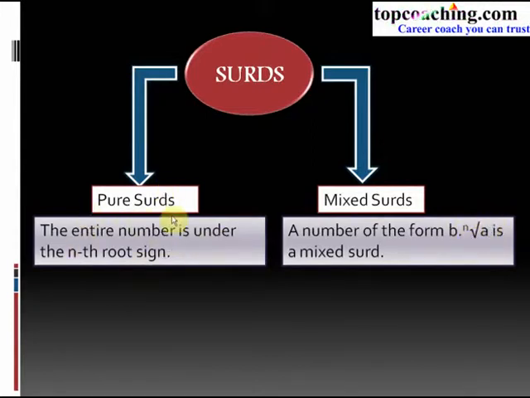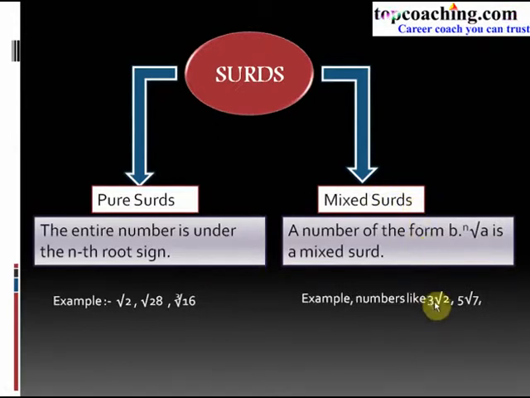Let's take an example of pure surds. Root 2, root 28, the cube root of 16, all these are numbers which are inside the nth root sign, and so these are in the form of pure surds. An example of mixed surds would be 3 root 2, 5 root 7. In all these numbers we see that 3 is a number which is outside the under root sign, 5 is a number which is outside the root sign, and 7 is a number which is inside the root sign. So these numbers all belong to the set of mixed surds.